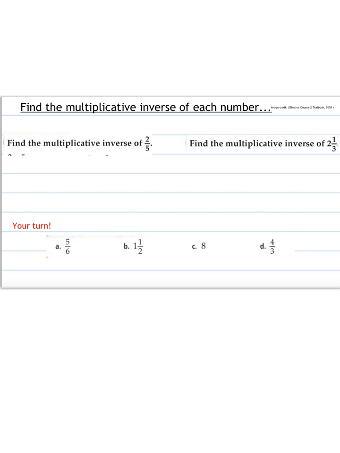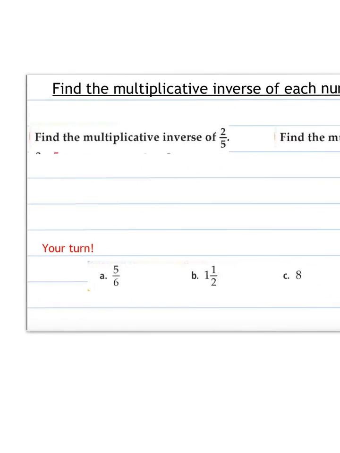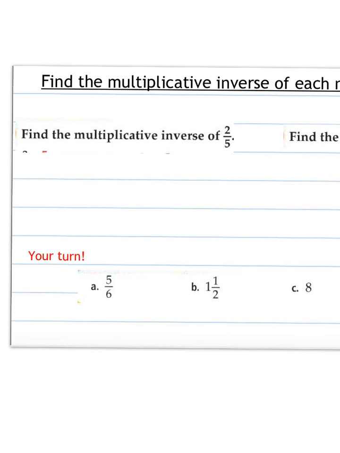Okay, so here we are looking at finding the multiplicative inverse of these numbers. So find the multiplicative inverse of 2/5. So we take and we flip that fraction, the numerator and the denominator switch. So the numerator moves to the denominator and vice versa. So 2/5, its multiplicative inverse would be 5/2. And we want to leave it like that as an improper fraction.